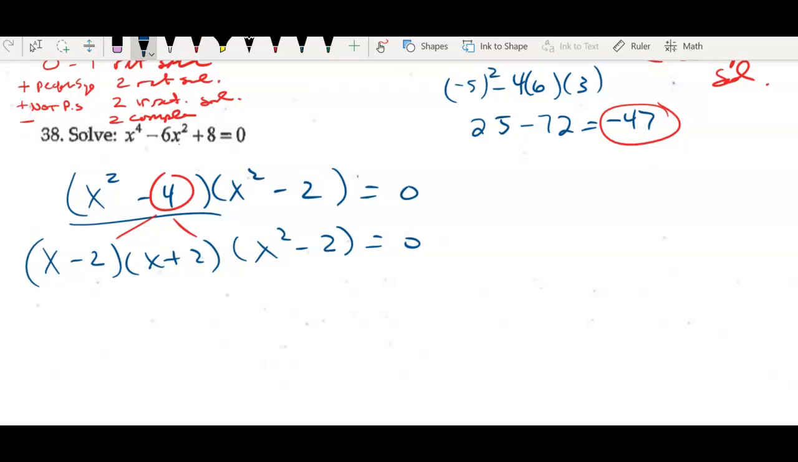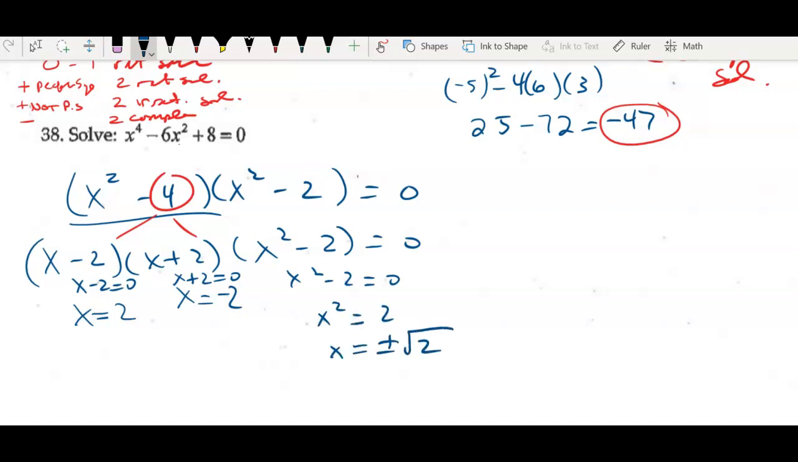Now, what are all my answers? Set each one equal to 0. X equals 2. X equals -2. Right? Because x minus 2 equals 0, so x equals 2. X equals -2. And plus and minus radical 2. So my answers are -2, 2, negative radical 2, positive radical 2.